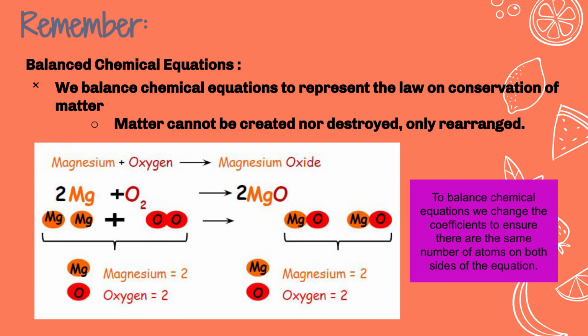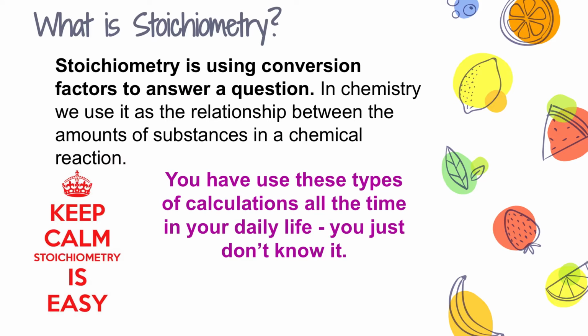If you recall, we balance chemical equations to represent the law of conservation of matter. Remember, matter cannot be created or destroyed, it is only rearranged. So to balance chemical equations, we change the coefficients to ensure that there are the same number of atoms on both sides of the equation.